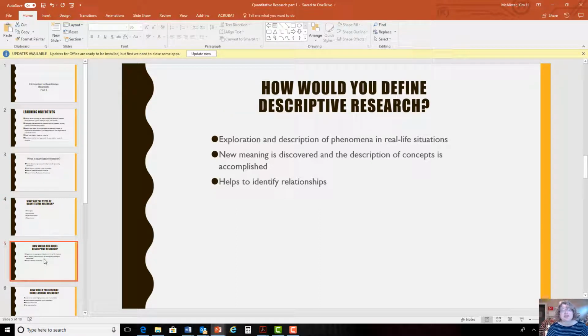Descriptive research looks at real life situations. It looks at things as they are, as conditions are. And so it may be looking at what are the characteristics of people with this particular disease. It may look at relationships. It's not taking a particular variable and then experimenting with it. It's gathering information and using it to describe and look at what something is.